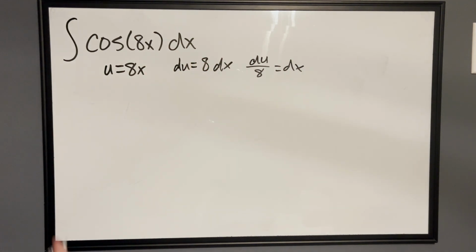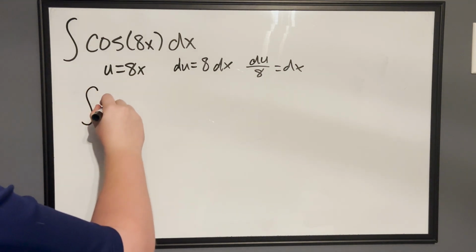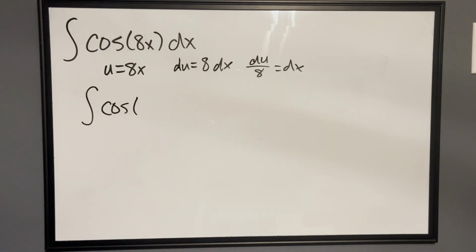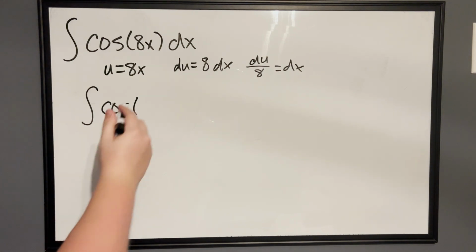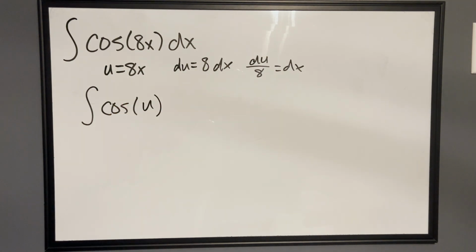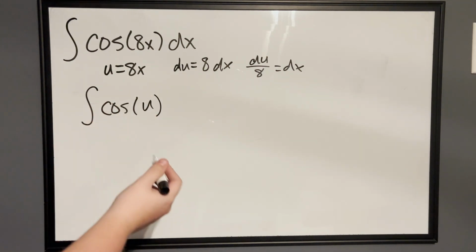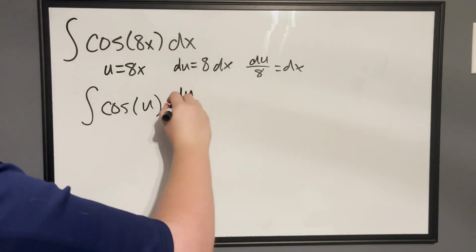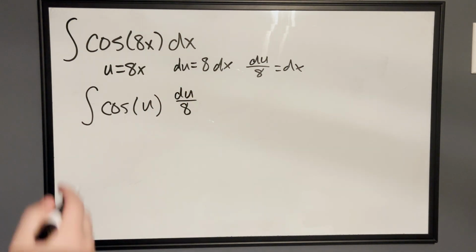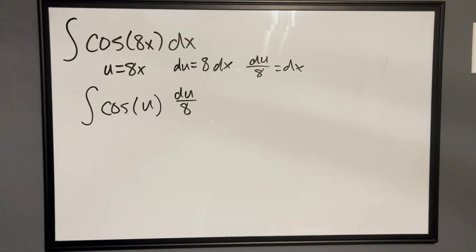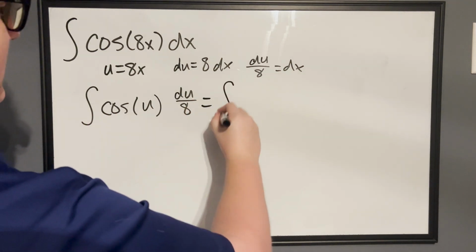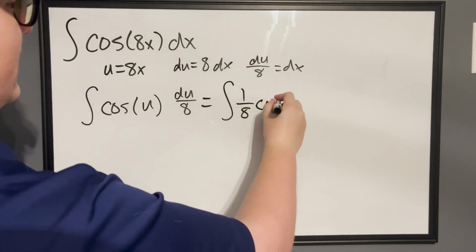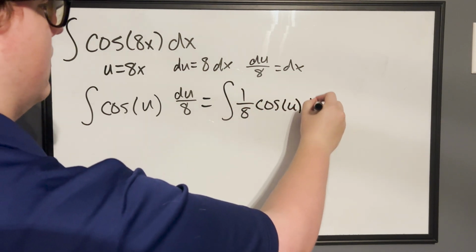So now we can rewrite the integral. So now we're going to have the integral. Cosine is going to stay the same. We didn't change that. But remember, now 8x is our u. So this becomes u. And then our dx is going to become du over 8. So we have du over 8. Now this part looks a little confusing because the du isn't simply just a du. But we can remember that this is just a factor of 1/8 because du is being multiplied here. So this is the same as the integral of 1/8 cosine of u du.